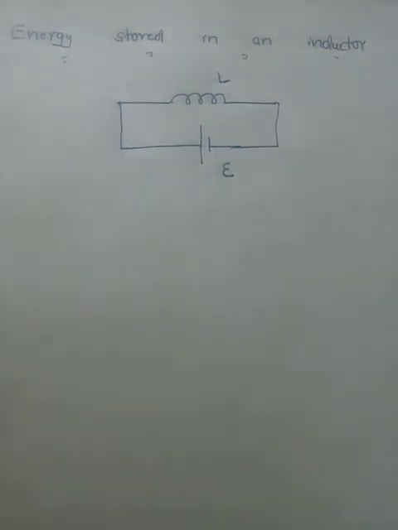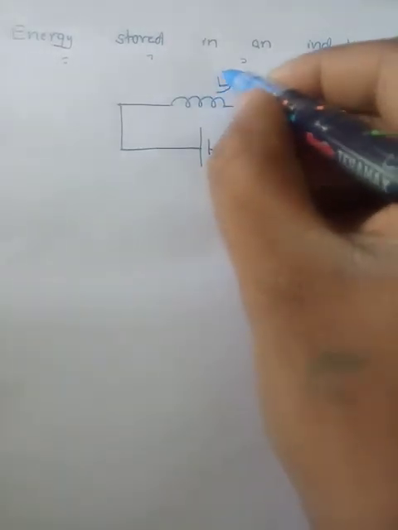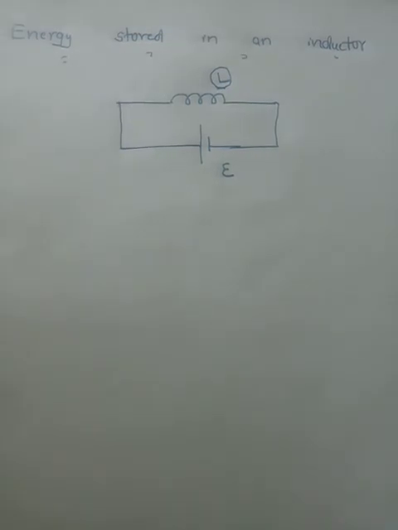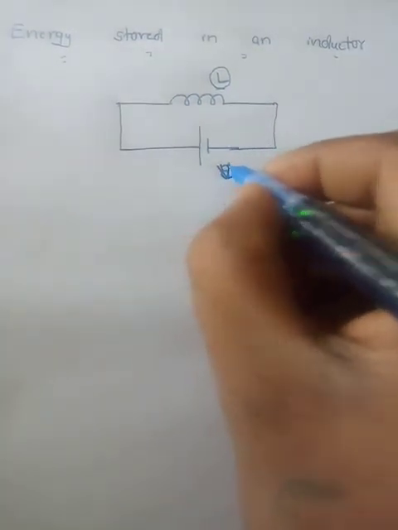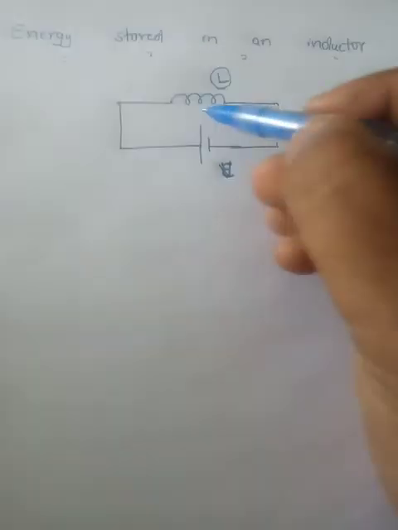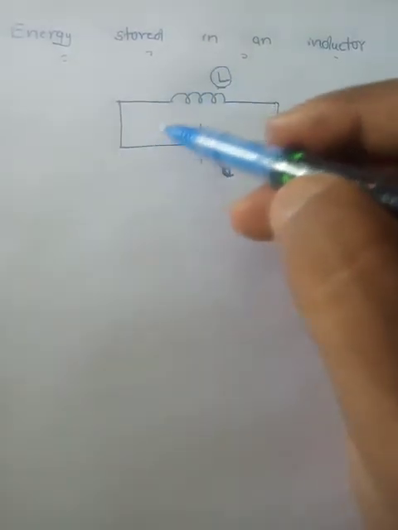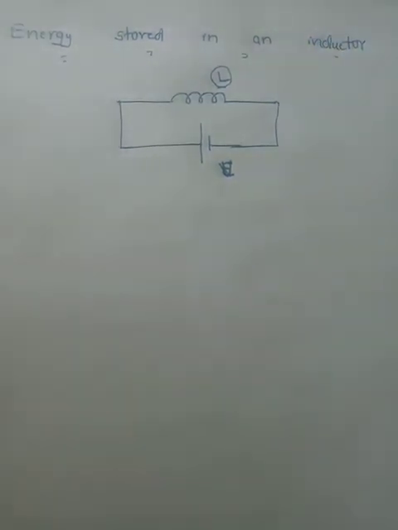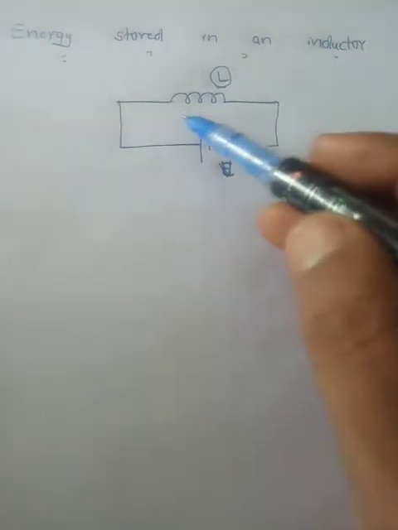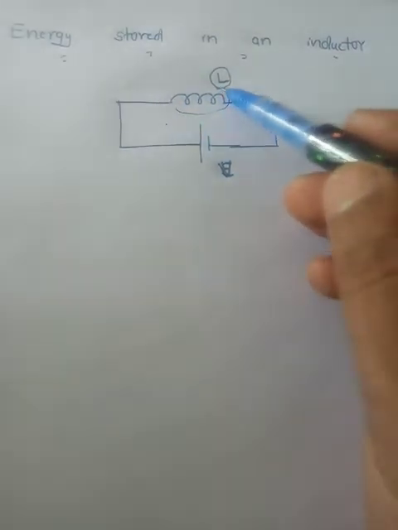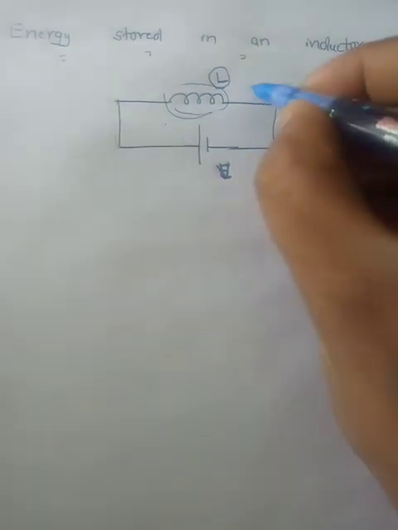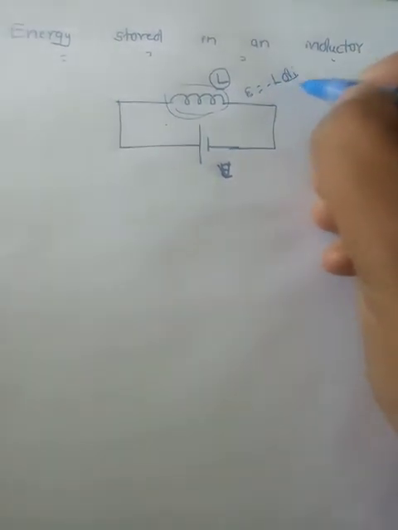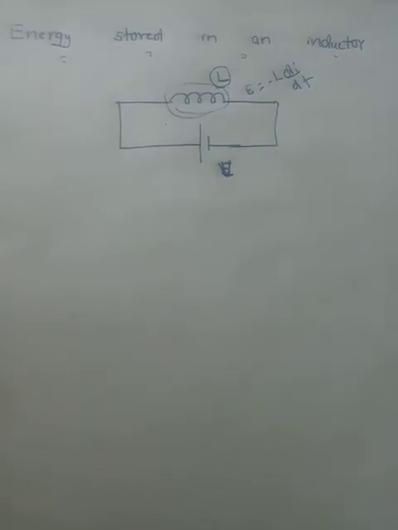Now here an inductor is placed. So assume that this is potential V. Now when the current is switched on, what happens? The current starts to increase. When the current increases, there is a change in magnetic flux, and it induces EMF, right? Like self-induction, E is equal to minus L into di by dt.